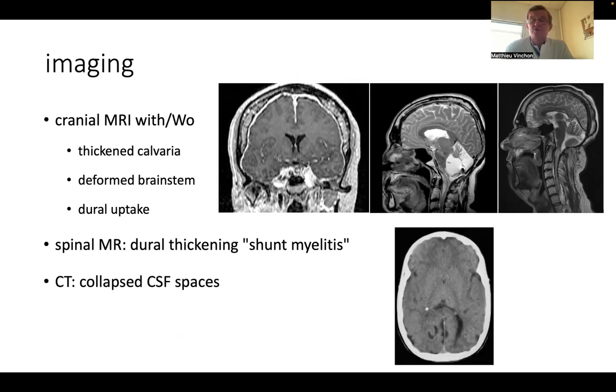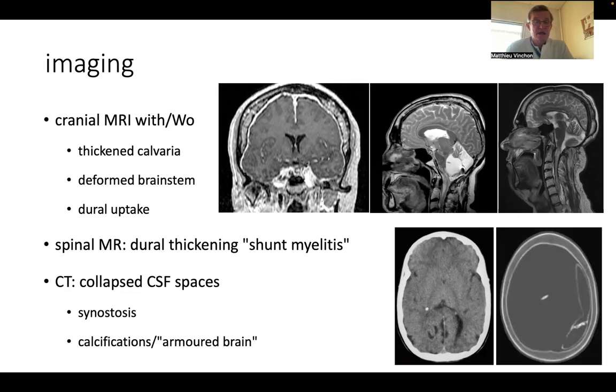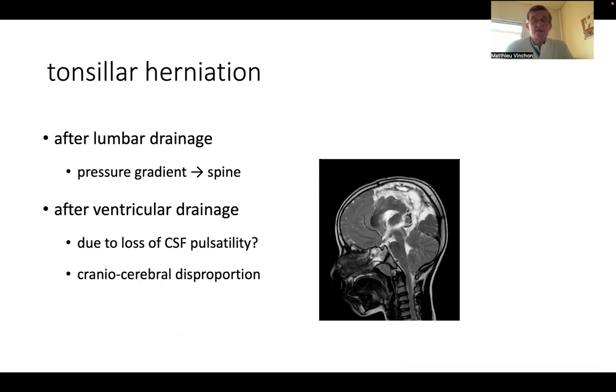And CT scan can also be very useful in emergency to show the collapsed CSF space and also to show some synostosis and calcifications, like in this case with synostosis and the typical armored brain. Then we can have tonsillar herniation, which happens after lumbar drainage, especially lumbar peritoneal drainage because of the pressure gradients. It's easy to understand, but it happens also after ventricular drainage and can be associated with craniosynostosis or not.